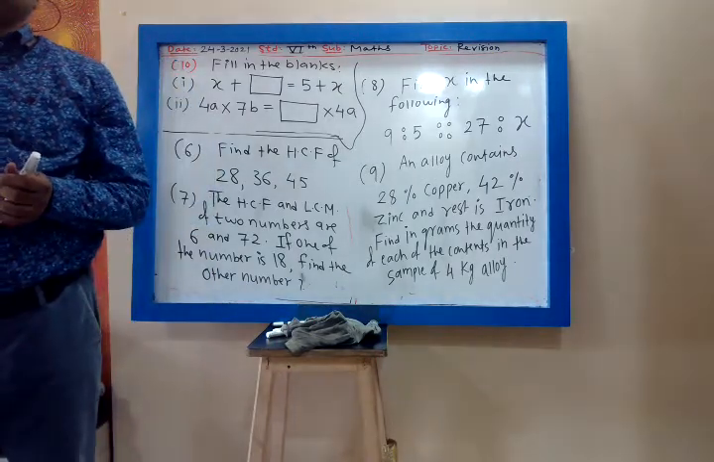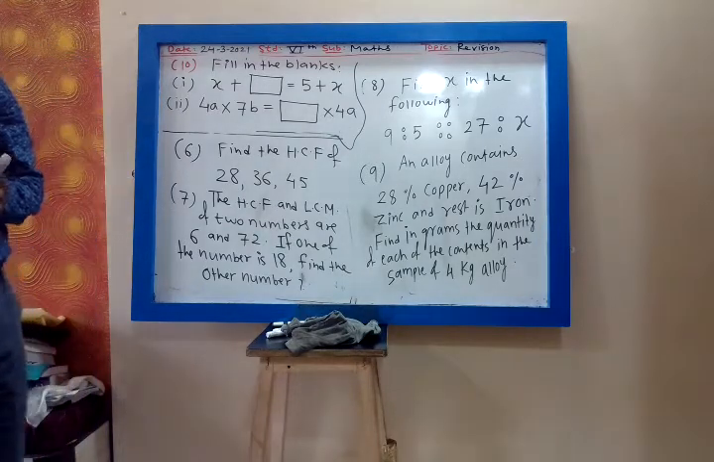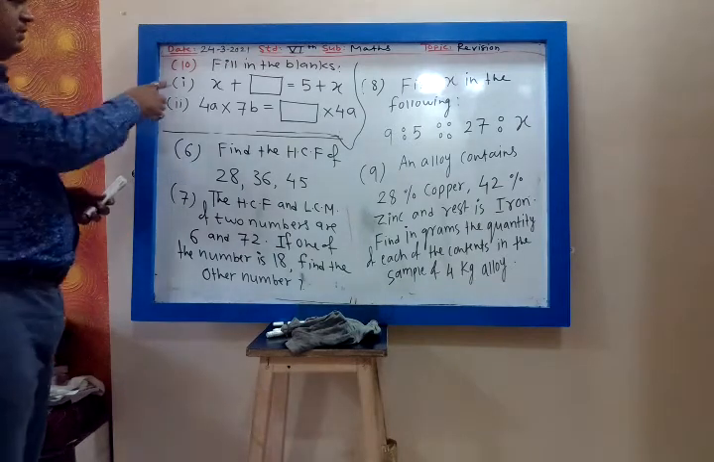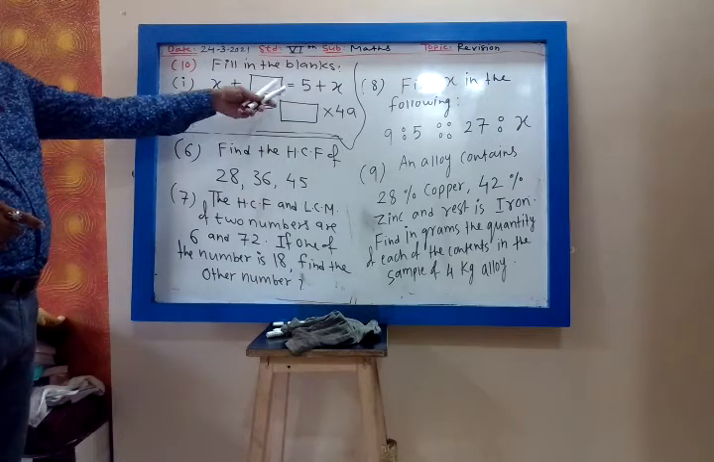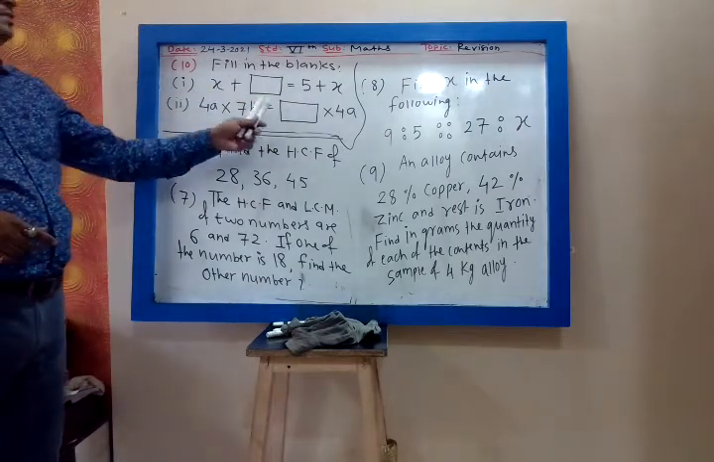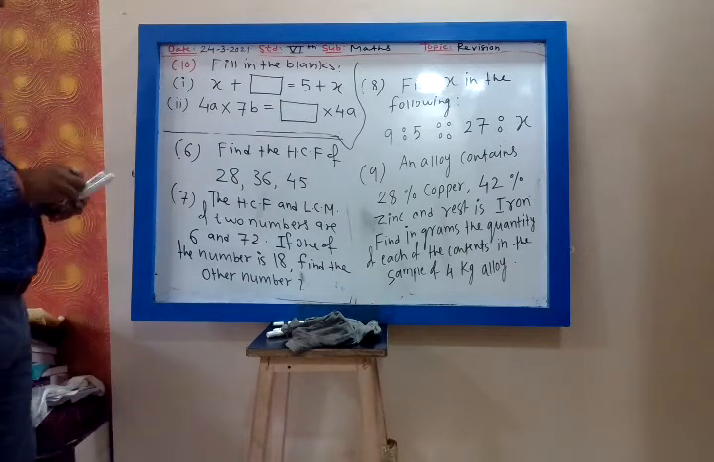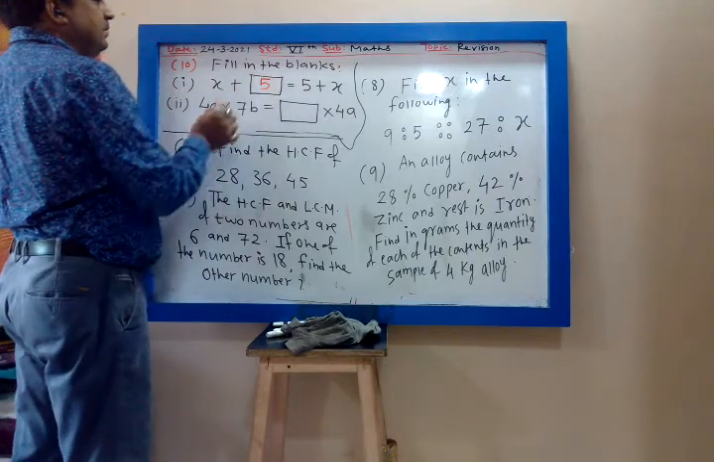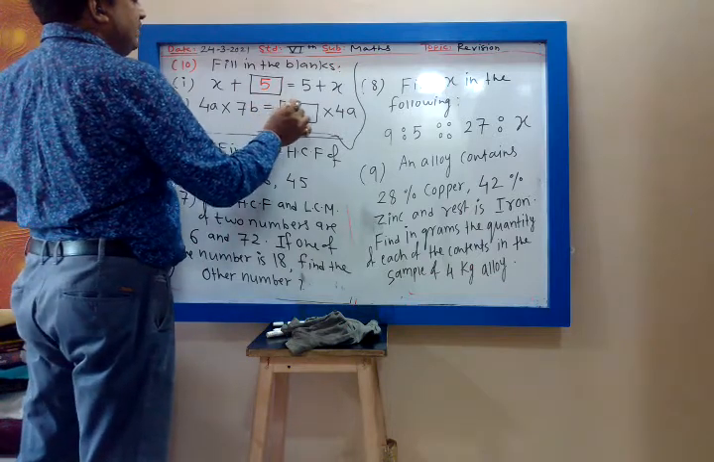Do not discuss orally. You send me on the WhatsApp. Solve 10th one. x plus dash is equal to 5 plus x. Then 4a into 7b is equal to dash. x plus 5 is equal to 5 plus x. 4a into 7b is equal to 7b into 4a.